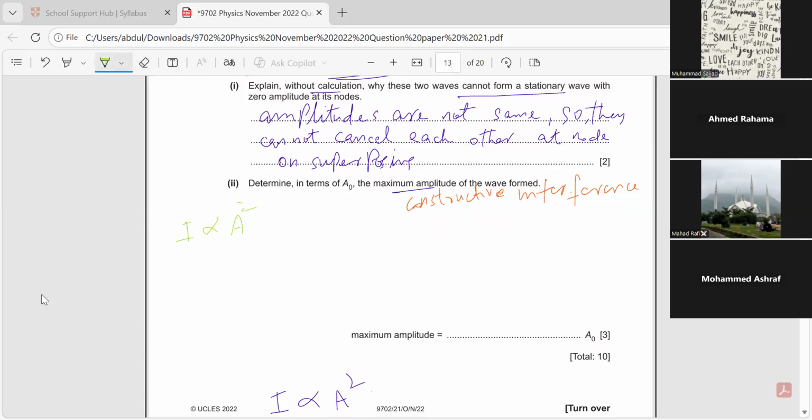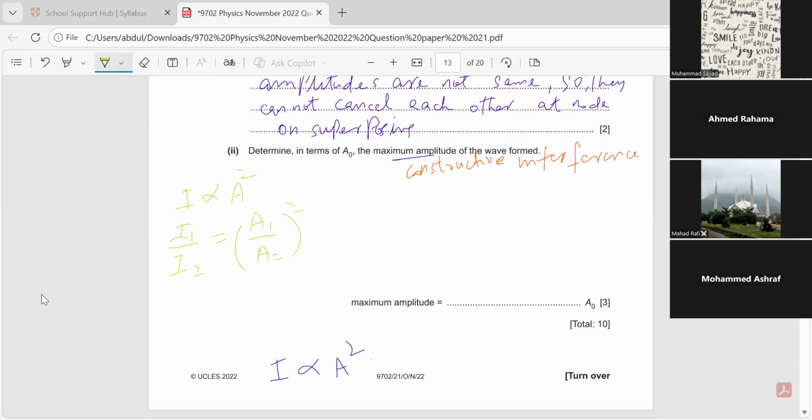Amplitude square. So we can take the ratios of amplitude. We did it already in some questions where we were going to plot a graph. The ratio of the intensities is equal to the ratio of the amplitudes, but they are squares. Okay.